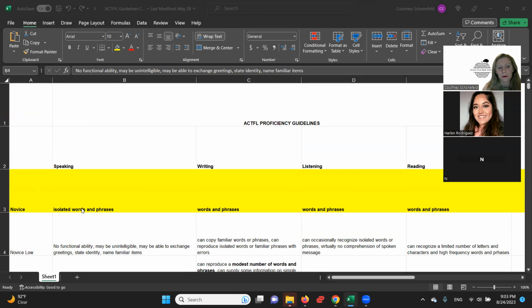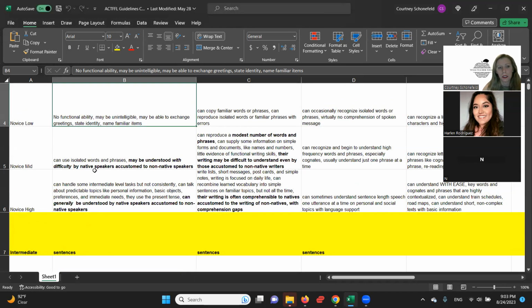At the novice low level for speaking, they have no functional ability to communicate. They might be able to say their name or greetings or something like that. At the novice mid level, they can use isolated words and phrases. They may be understood with difficulty by native speakers accustomed to non-native speakers. So it'd have to be people used to language learners.